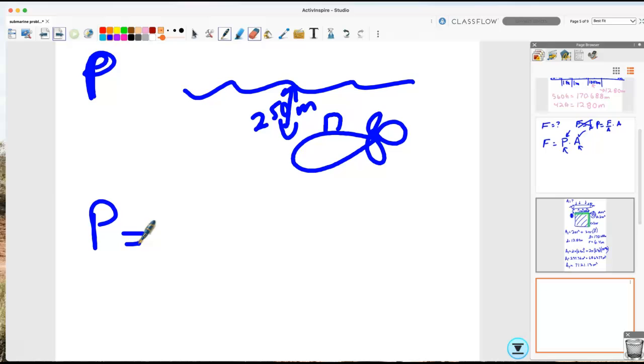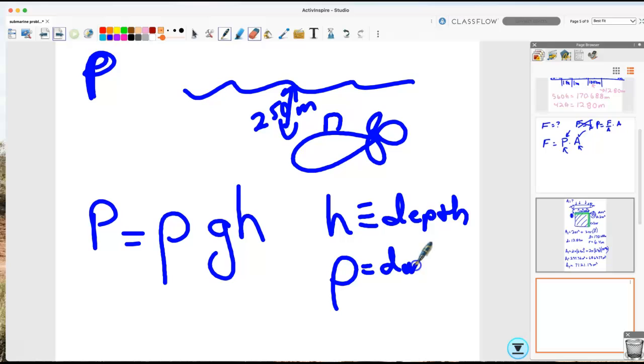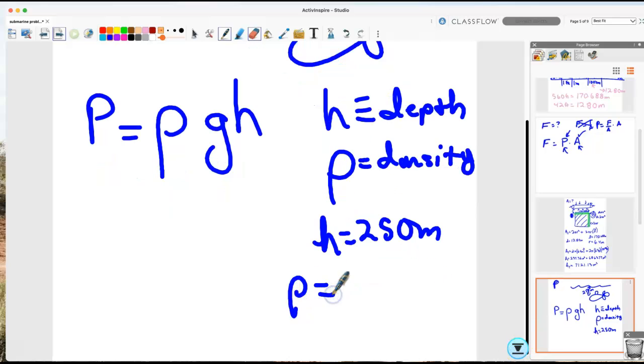Well, don't we have a formula that says pressure equals rho times g times h. h is the depth. And remember, rho is density. So if I get the density and the depth, then we've got it. And I've got the depth. The depth was 250 meters. Right? Now I just need the density. So we're in water, aren't we? So isn't that 1,000 kilograms per meter cubed?